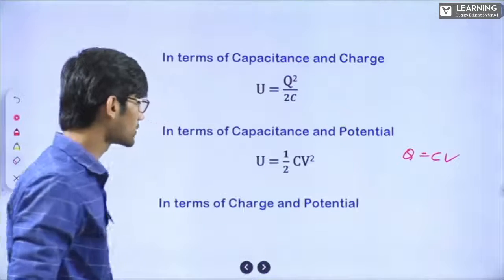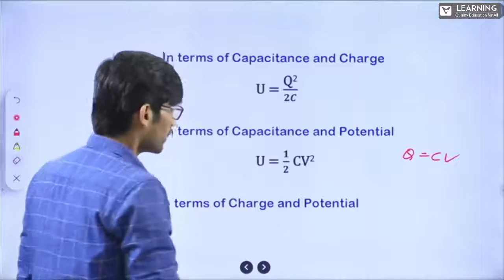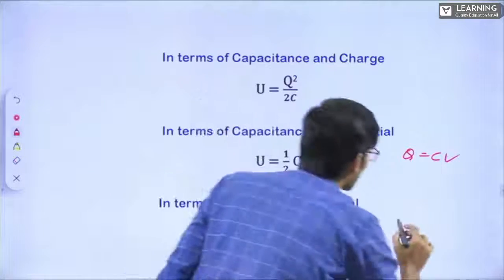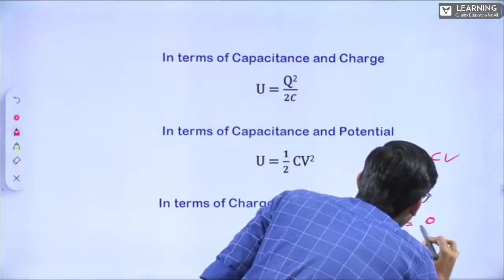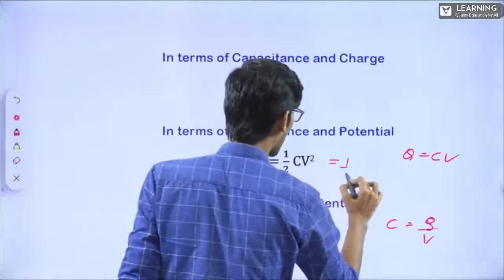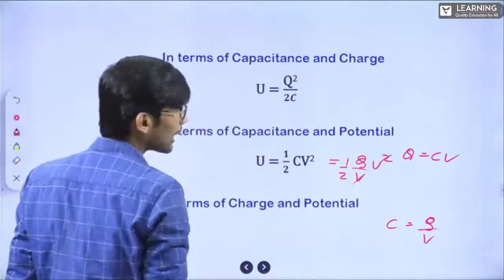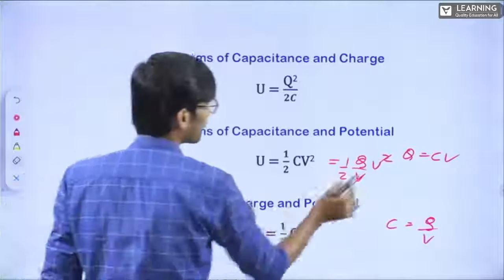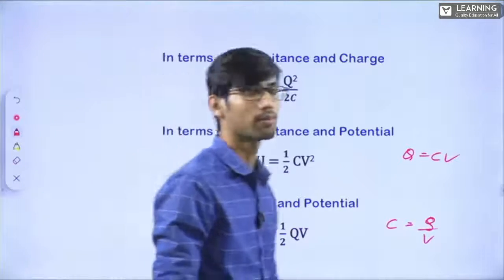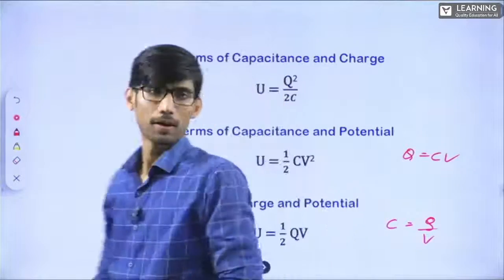In terms of charge and potential, this C I have to substitute. C is equal to Q by V, correct? If I substitute this as Q by V, this will be half Q by V into V square, V cancels, half QV. That is the formula. Half QV. Alright, so this is the formula for energy.